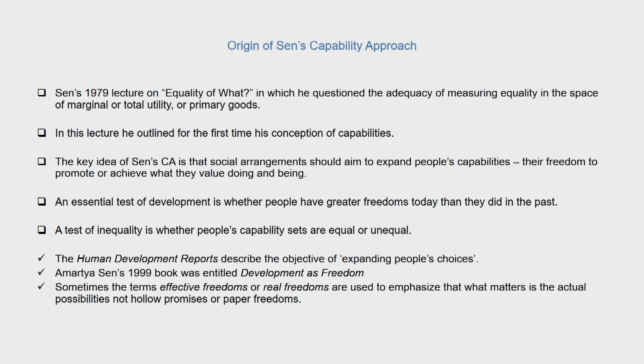Sen, in his book Inequality Re-examined, had written that a person's capability to achieve functionings that he or she has reason to value provides a general approach to the evaluation of social arrangements. And the key idea of the capability approach here is that social arrangements should aim to expand people's capabilities, their freedom to promote or achieve what they value doing and being.